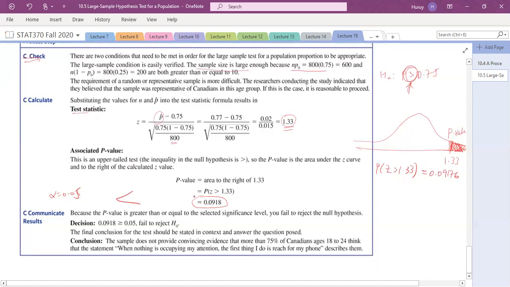The p-value is bigger. Now, when the p-value is larger than alpha, what do we say? We fail to reject H naught. Okay, we fail to reject the null hypothesis. Because the p-value is greater than or equal to the selected significance level, you fail to reject the null hypothesis. Now, suppose our alpha was this one.